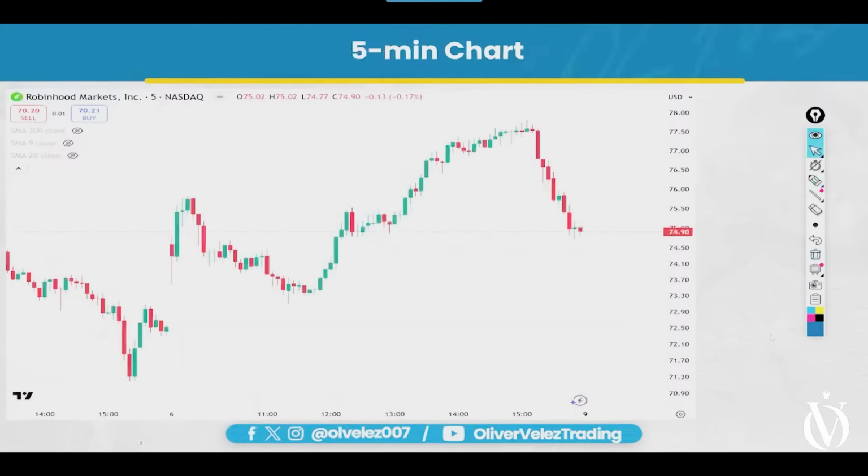Here's an example of a 5-minute chart. We're looking at Robinhood now. Here's the 5, representing 5 minutes. Every bar on this chart represents 5 minutes of trading. So this bar took 5 minutes to complete. This bar took 5 minutes to complete. Every bar took 5 minutes to complete.